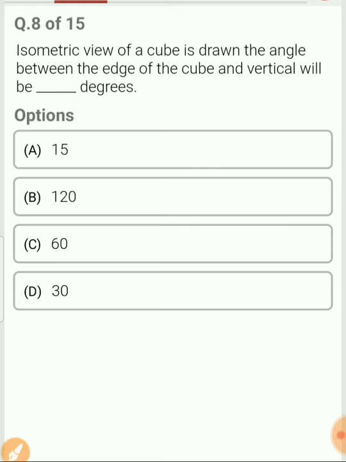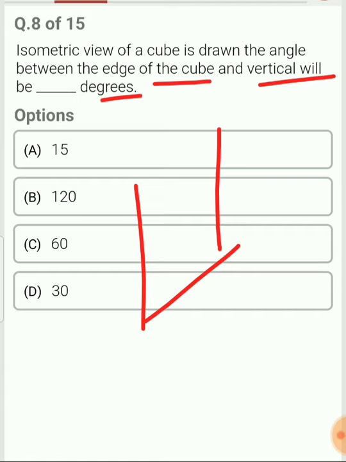The isometric view of the cube is drawn. The angle between the edge of the cube and the vertical will be. Now in this case, the angle between the edge of the cube and the vertical. So we have a cube like this.